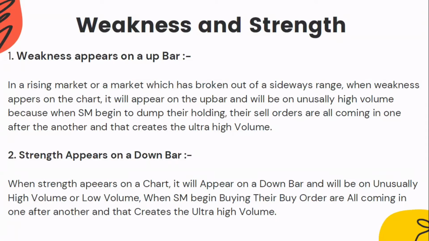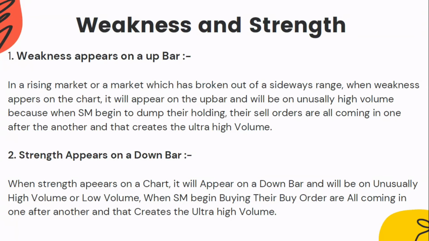Strength appears on a down bar. When strength appears on a chart, it will appear on a down bar and will usually be high volume. When smart money begins buying, their buy orders come in one after another, and that creates an ultra high volume. Just as weakness appears on an up bar, it's the same thing on a down bar with ultra high volume: smart money starts buying at that level. So the weak holders, the newbie retailers or some price action traders, get trapped at this point and lose money.